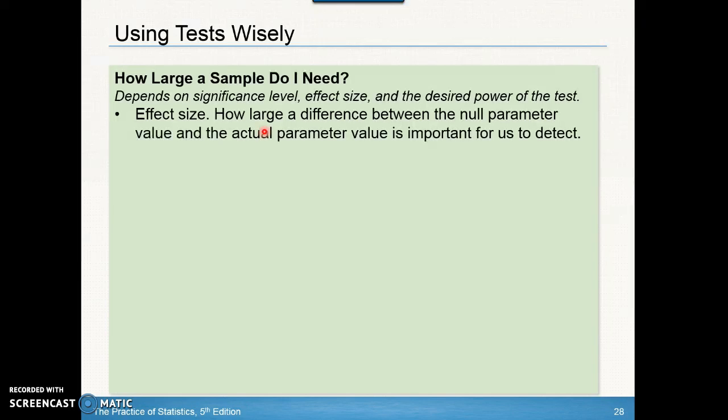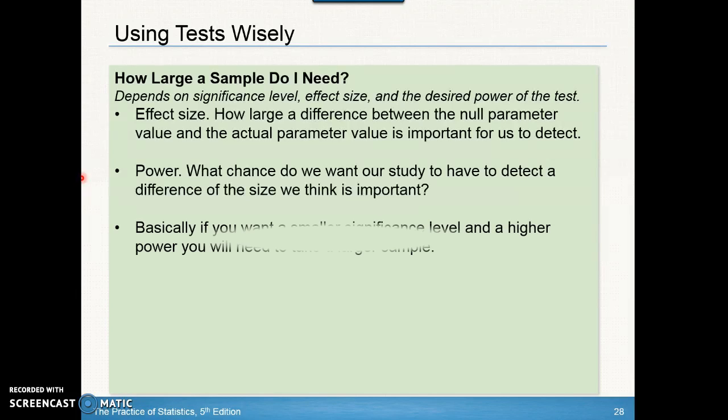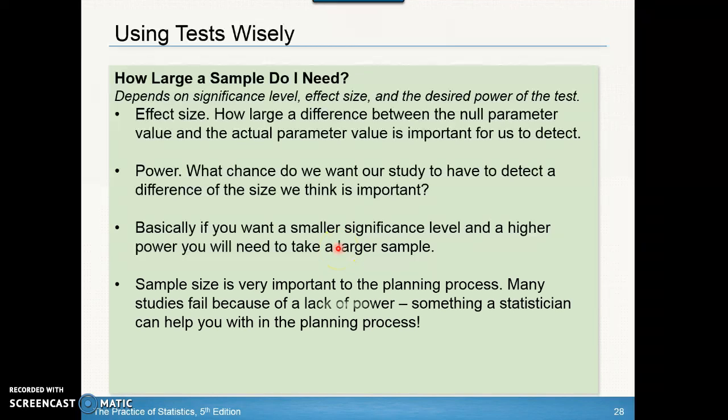So how far away does that sample actually need to be away from the null in order for us to detect that there is actually a difference, and that there's not enough evidence for the null. The power is what chance do we want our study to have to detect a difference that we think is important. So basically, if you want a smaller significance level and a higher power, you need a larger sample, because that's obviously going to be a better representation of the population. So sample size is really important in the planning process.